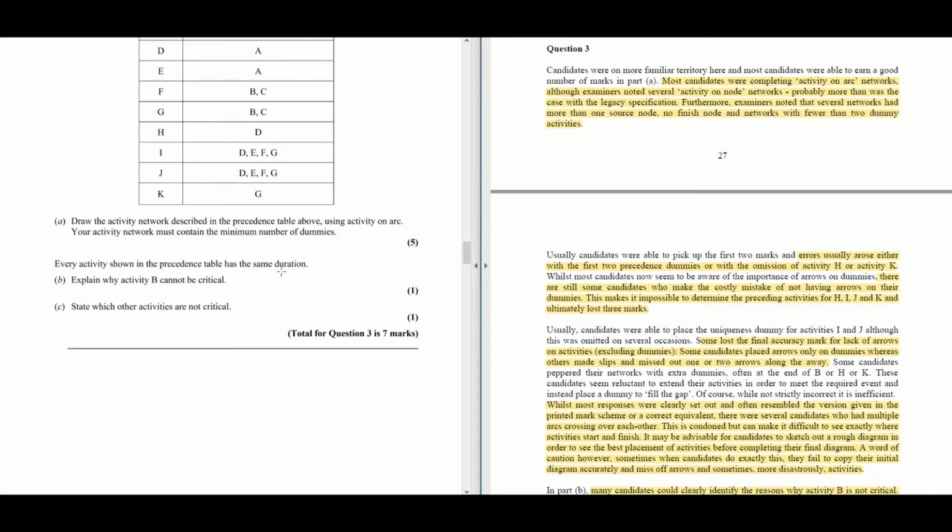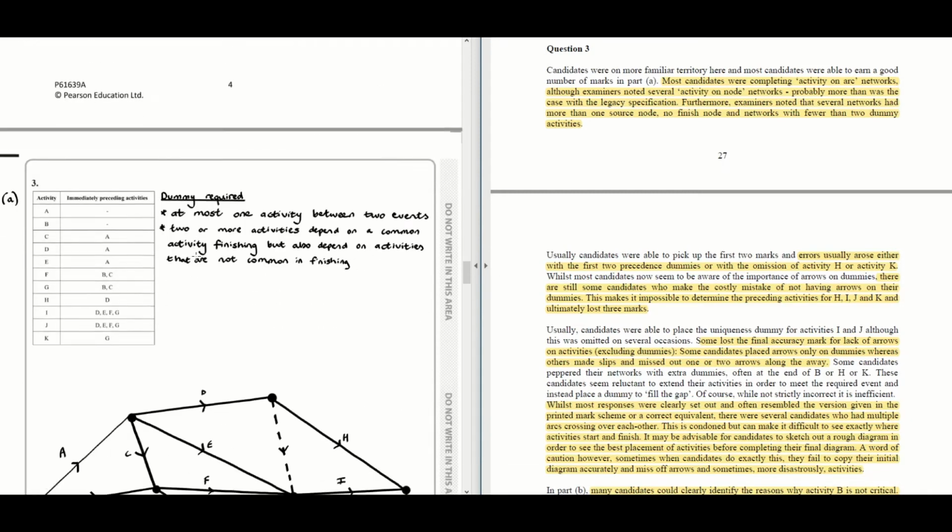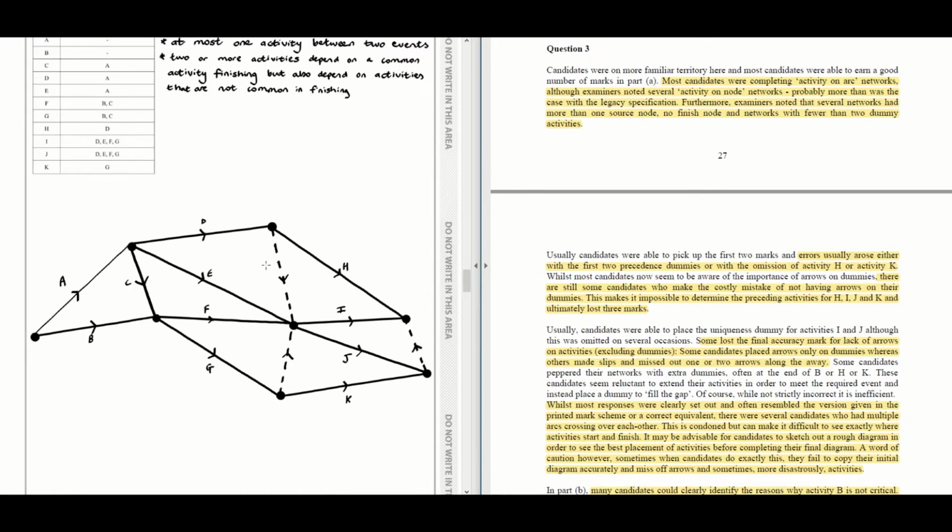I think the problem here was that there were a lot of errors with the dummies. One of the errors with dummies was the arrows weren't the right way around, or people did not put arrows altogether, which made it difficult to figure out what event depends on which event, if that makes sense. And because of that, a lot of people lost marks. But the idea of using a dummy is a bit more clear to a lot of candidates.